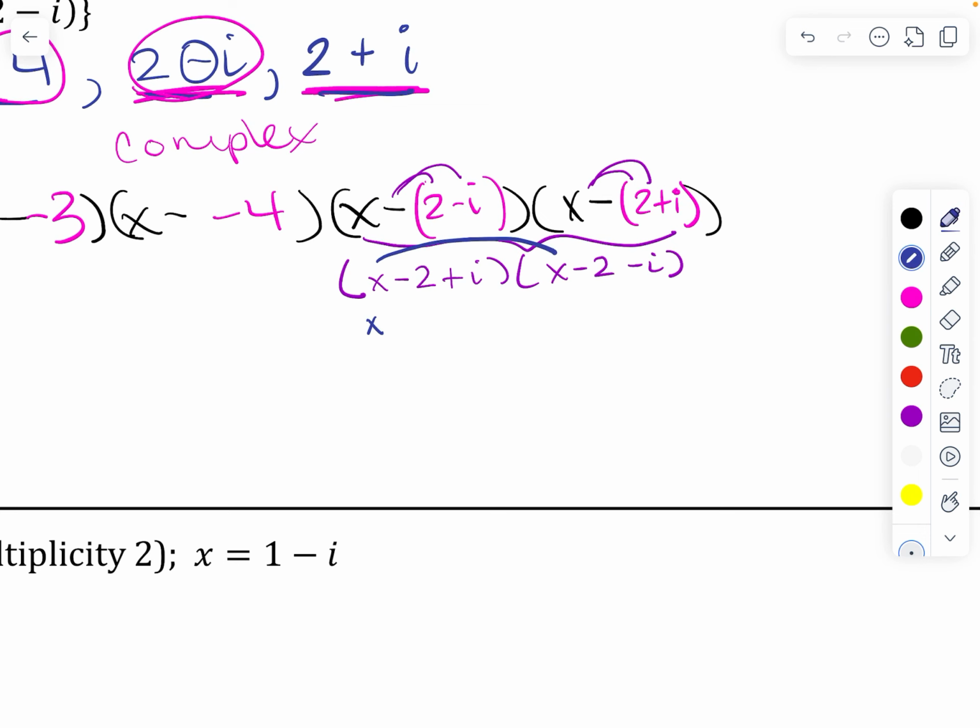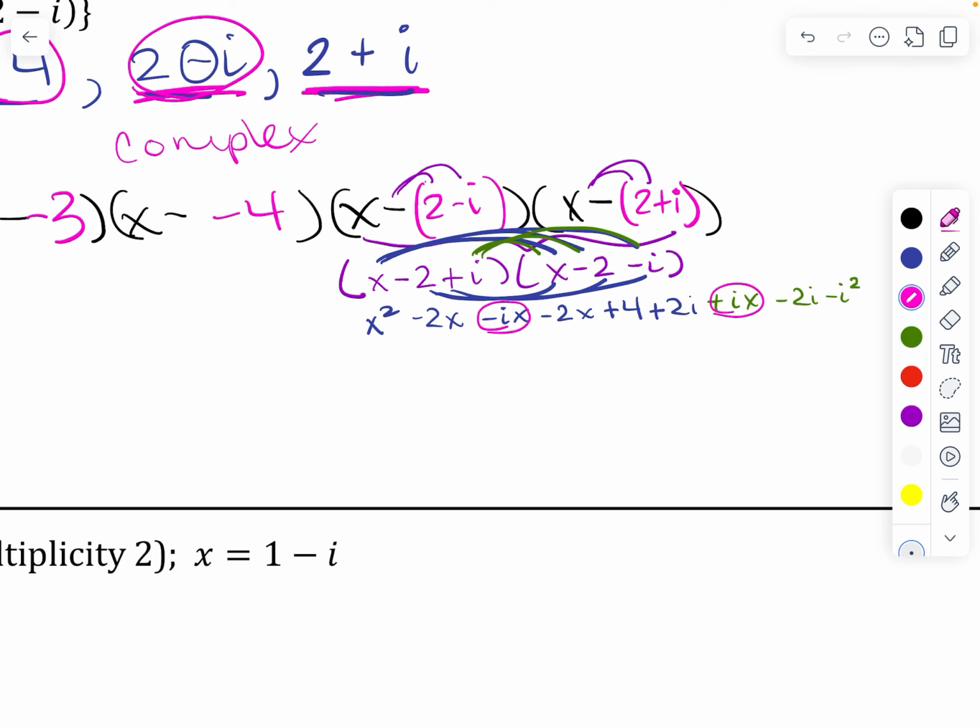I'm going to use FOIL here, so we get x squared minus 2x minus ix minus 2x positive 4 and positive 2i. And then last, we've got positive ix minus 2i and minus i squared. If I look through this, I'm going to look for like terms. I know negative ix and positive ix cancel. Positive 2i and negative 2i will also cancel.